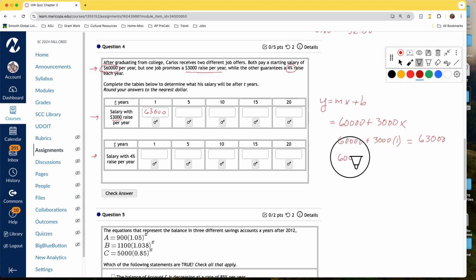I just use this formula, 60,000 plus 3,000 times 5 for 5 years. 3,000 times 5 is 15,000. 15,000 plus 60,000, we should be making 75,000 at the end of 5 years. Do maybe one more. 60,000 plus 3,000 times 10. 3,000 times 10 is 30,000. So 30,000 plus 60,000 is 90,000.